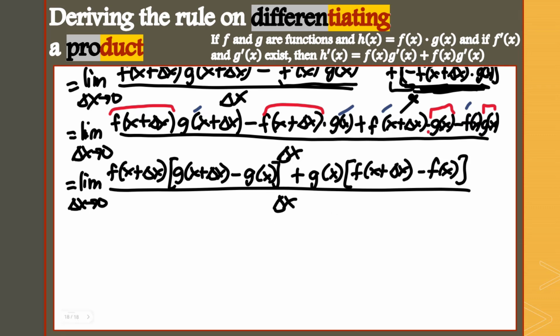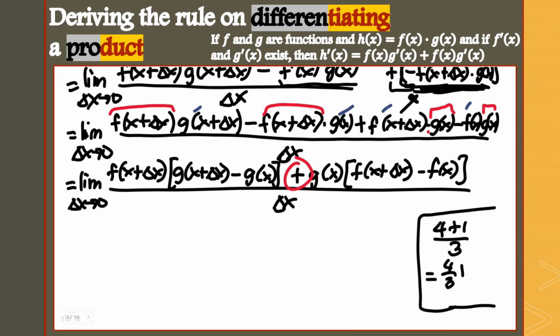So as we take that, notice that we have on our numerator two terms now separated by addition. And going to a sample here, let's say 4 plus 1 over 3, this could be written as 4/3 plus 1/3.